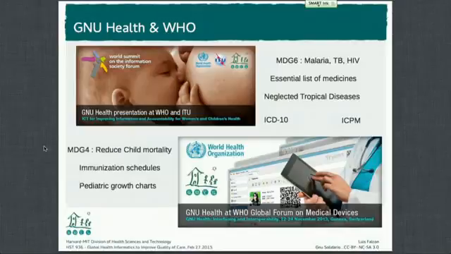We also try to work with WHO as much as we can. Many examples. For example, here we have included modules specifically for Millennium Development Goals, malaria, TB, and HIV/AIDS. We use the essential list of medicines. We use ICD-10, ICPM for procedures, immunization schedules, and pediatric growth charts that we saw before. And we try to attend different forums led by, in this case, ITU or WHO itself.